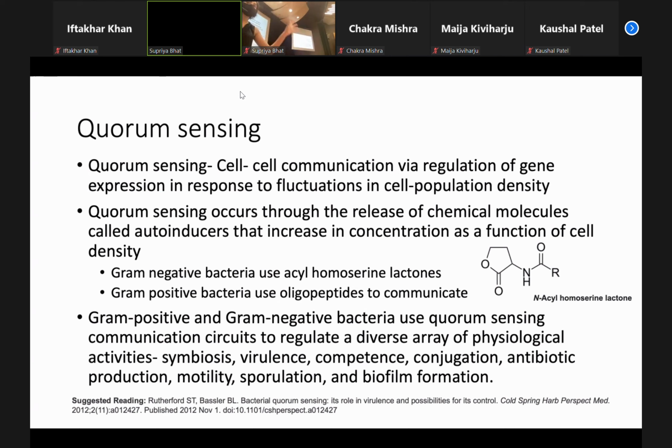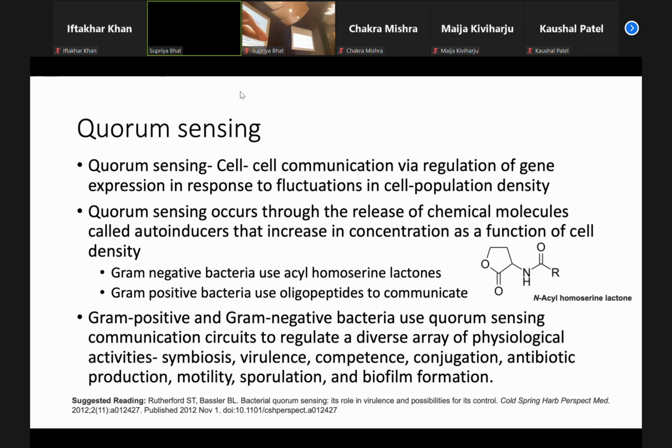So what it does is, when the bacteria's cell population increases in an environment, they produce certain chemicals. And those chemicals go and bind to the different parts of the gene, essentially the entire genetic material. Some of the processes I have listed here: symbiosis, virulence, competence, conjugation, antibiotic production, motility, sporulation, biofilm formation. Every little phenomenon the bacteria shows is regulated by these compounds.